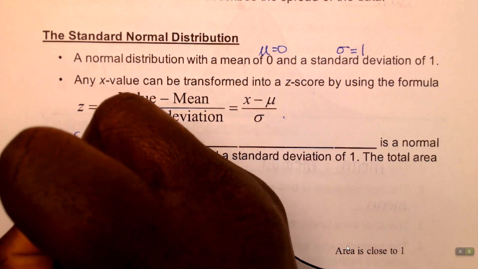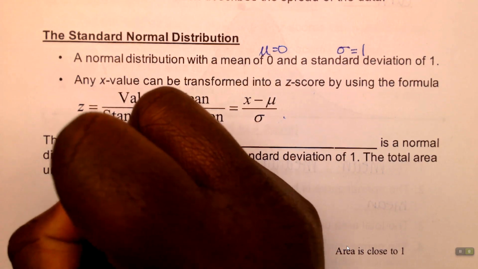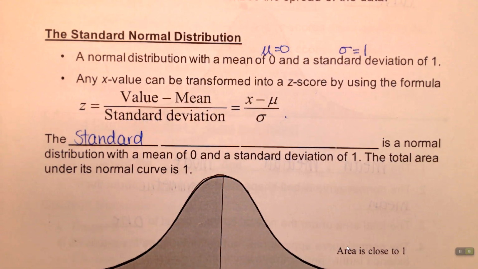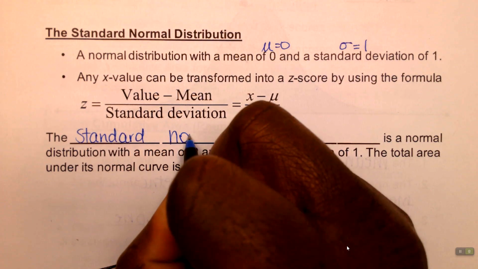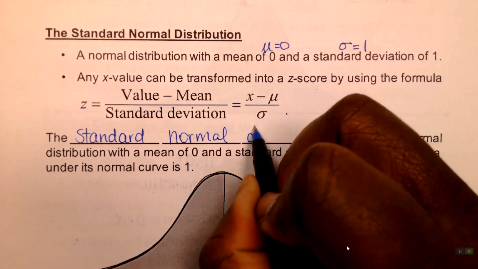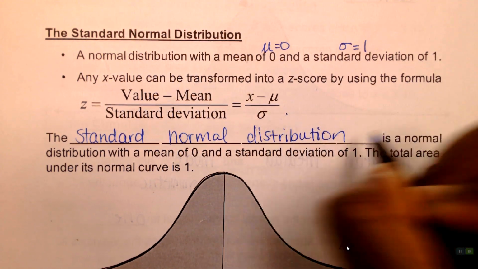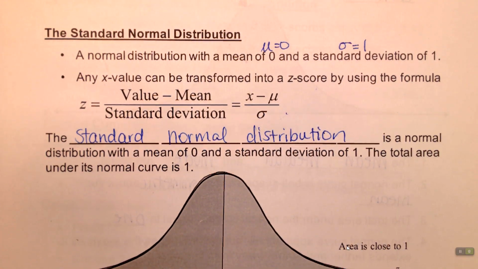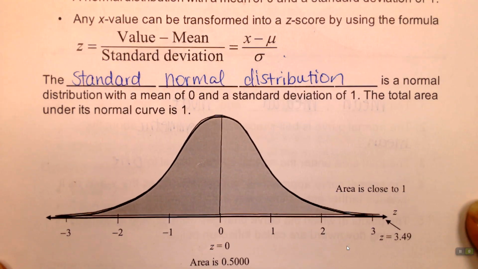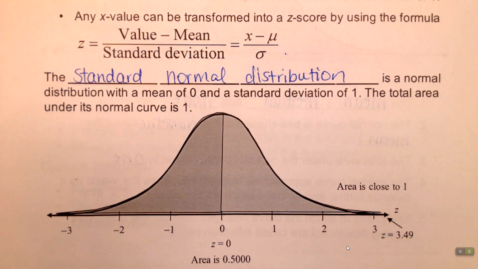So the standard normal distribution is a normal distribution with a mean of 0, standard deviation of 1, and the total area under its normal curve is 1. So I'm just repeating that so we can see what all that means. Sorry, this is my janky graph. I did the best I could.